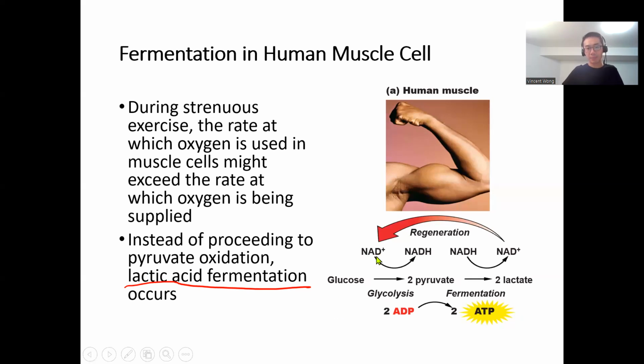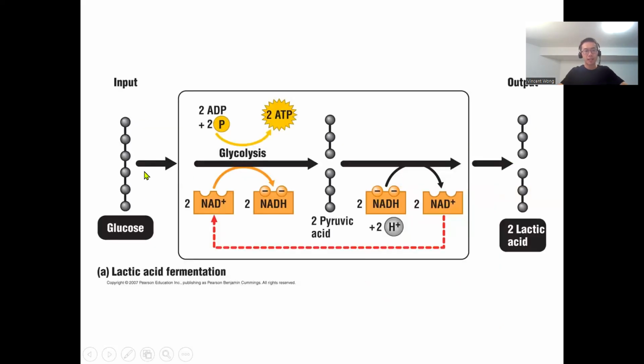So the NADH, instead of taking it to the ETC, would just give the electron back to the pyruvate and let it become something called lactate. By doing this, we regenerate NAD plus, and at least we can keep glycolysis going for the time being. So you will still get 2 ATP. It's not a lot. That's why you cannot do lactic acid fermentation forever. It will just allow you to sustain it a little longer. So that's basically what's going on here.